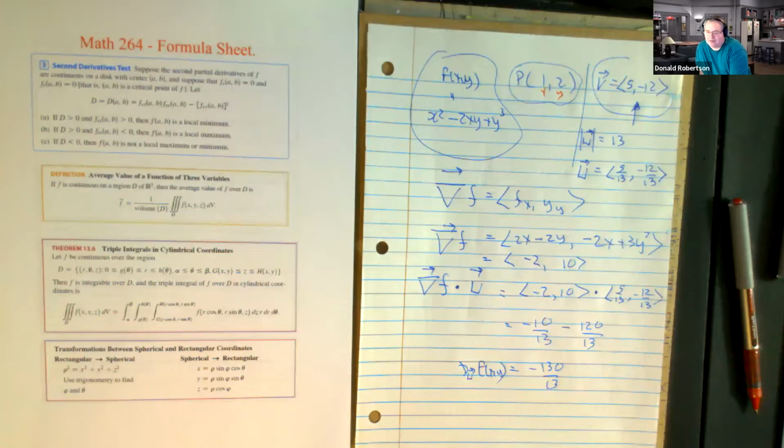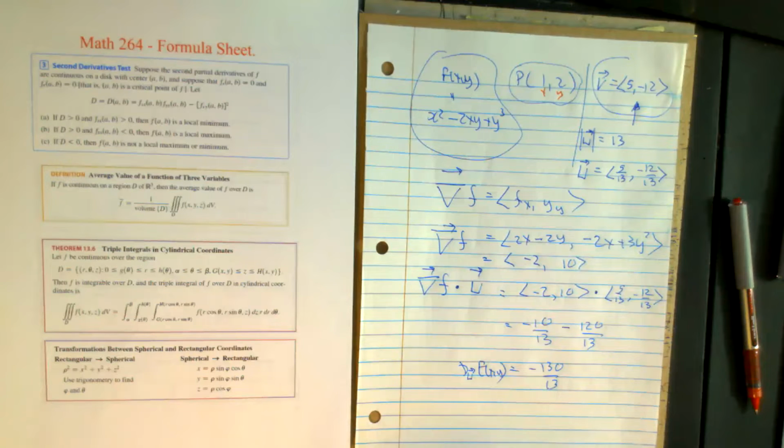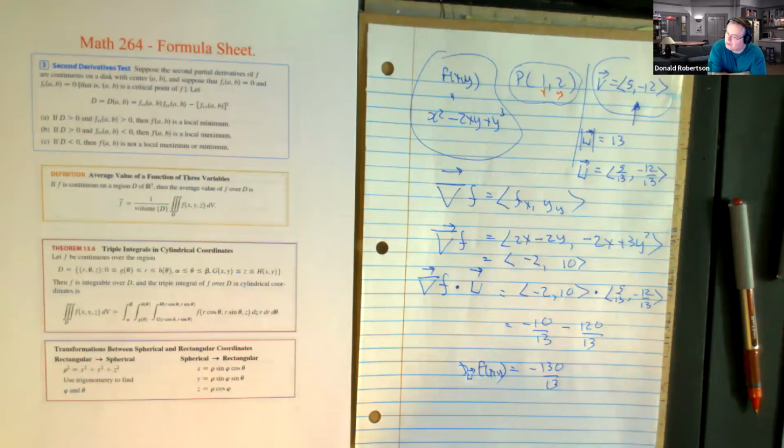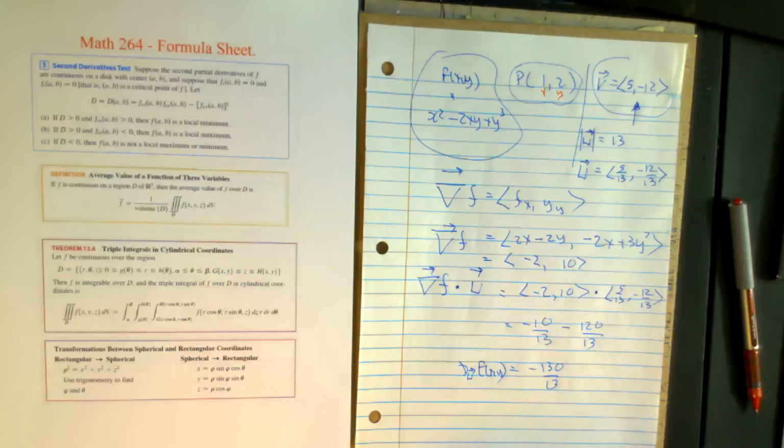It's actually in front of us, if you know where to look. It's the unit vector, right? 5 over 13, negative 12 over 13? Nope. Negative 2 and 10. Yes.